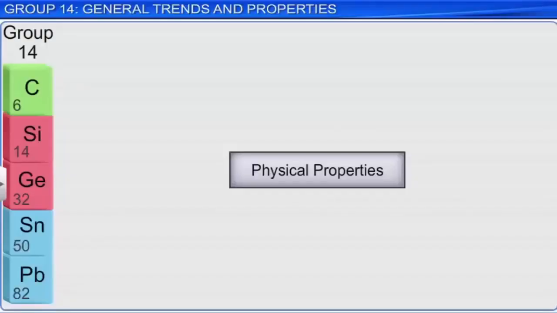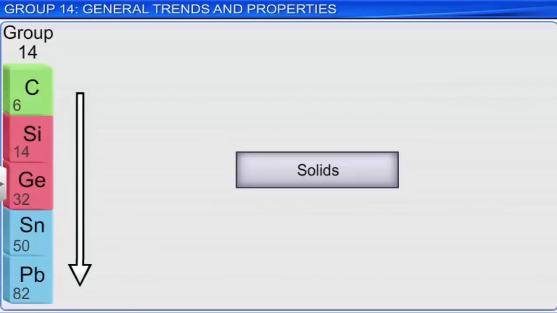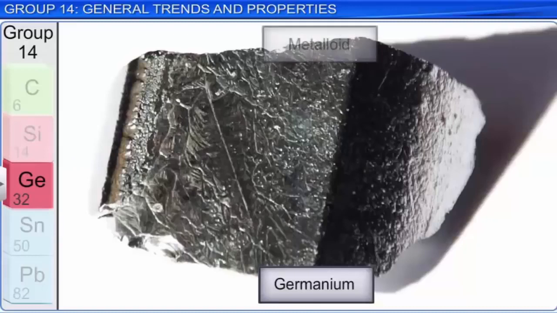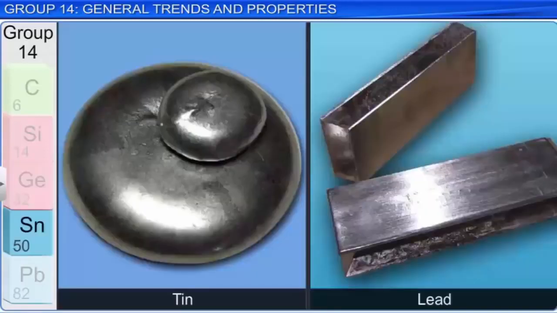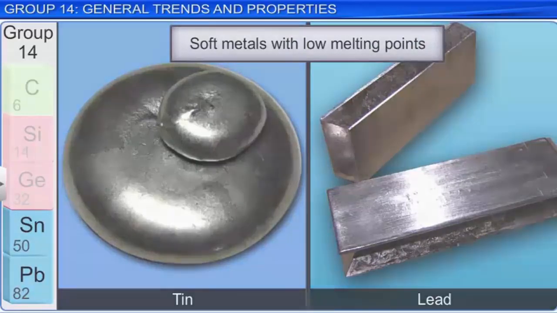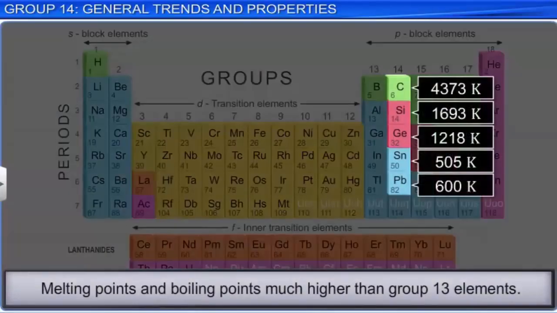In terms of their physical properties, all the group 14 elements are found as solids. Their metallic character increases down the column. Carbon and silicon are both non-metals, whereas germanium is a metalloid. Tin and lead are both soft metals with low melting points. The melting points and boiling points of the group 14 elements are much higher than the corresponding group 13 elements.